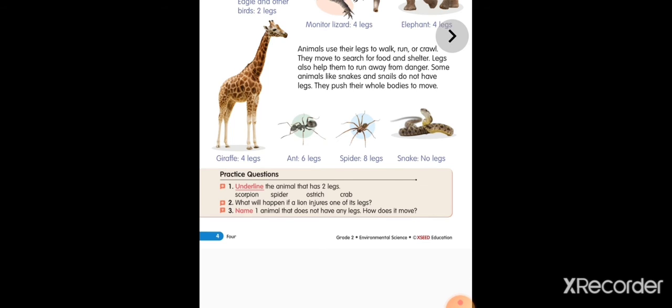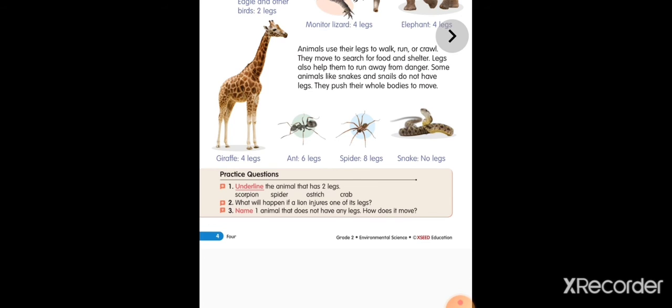So you can add the fourth animal, the spider. It has 8 legs. Not only spider, you can add the crab also in that list. Next you see snakes. They have no legs. So the fifth one is snake, no legs.